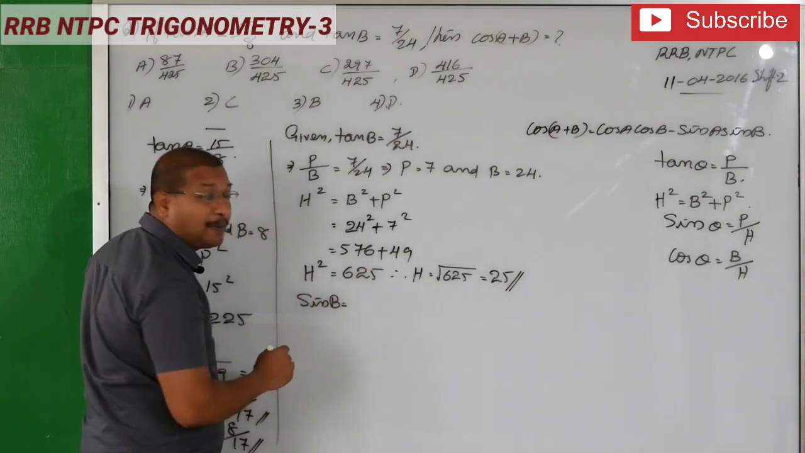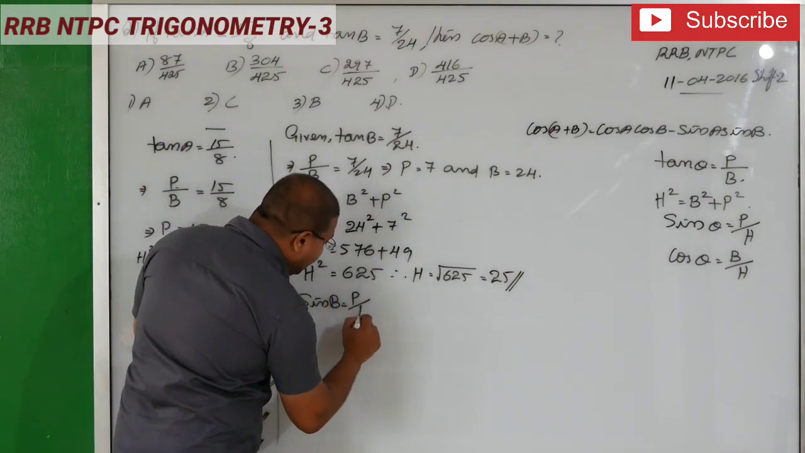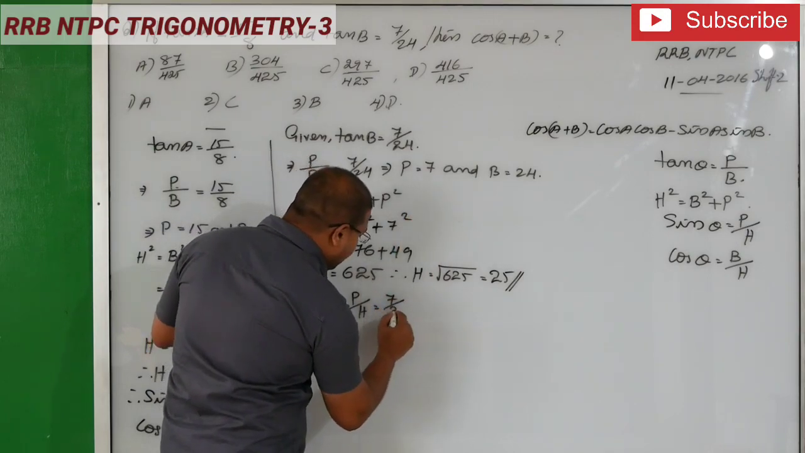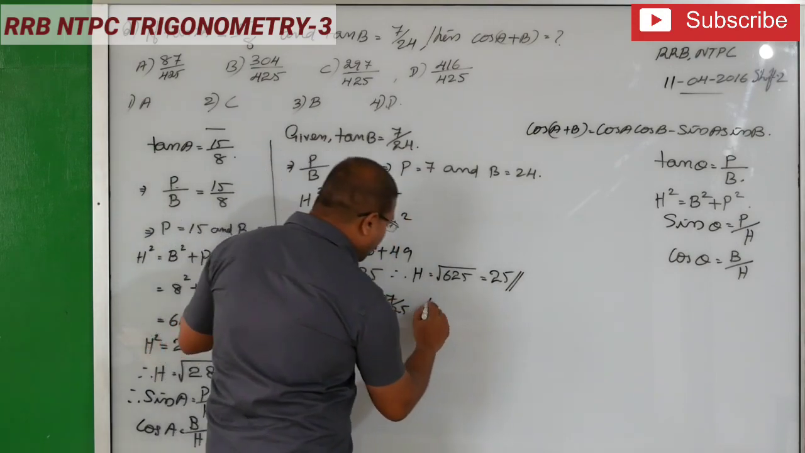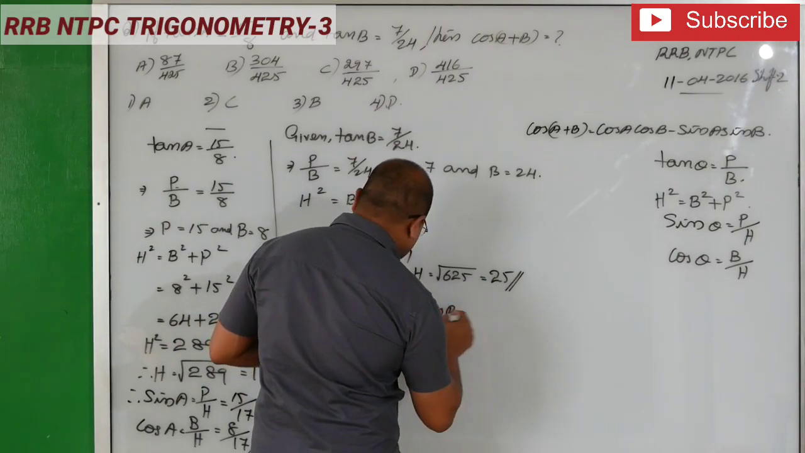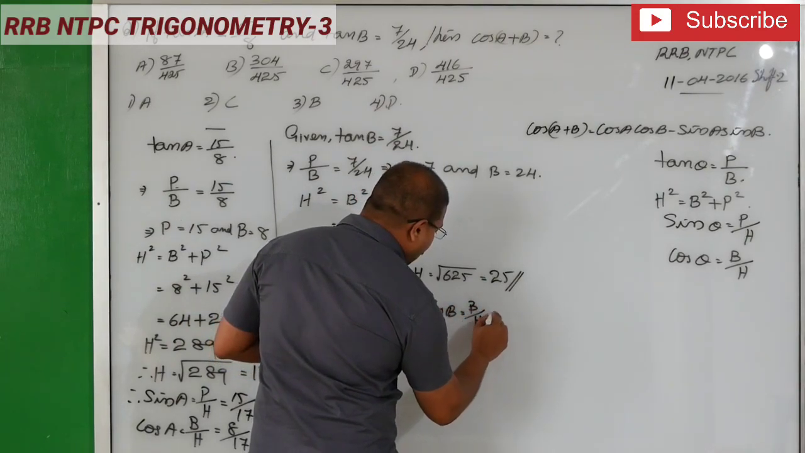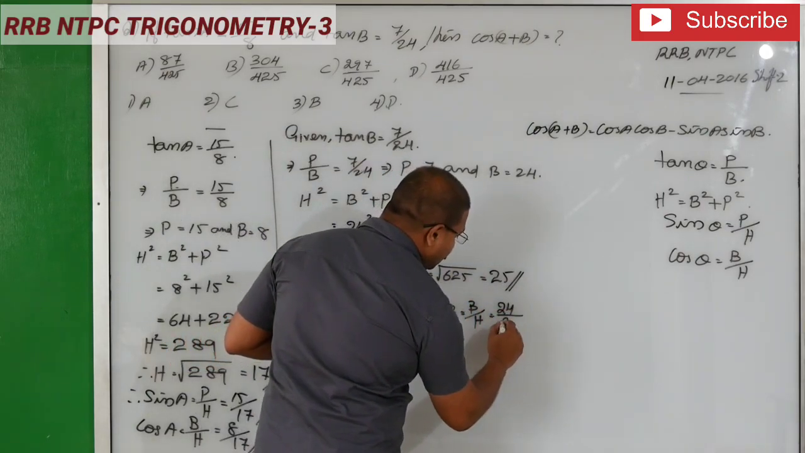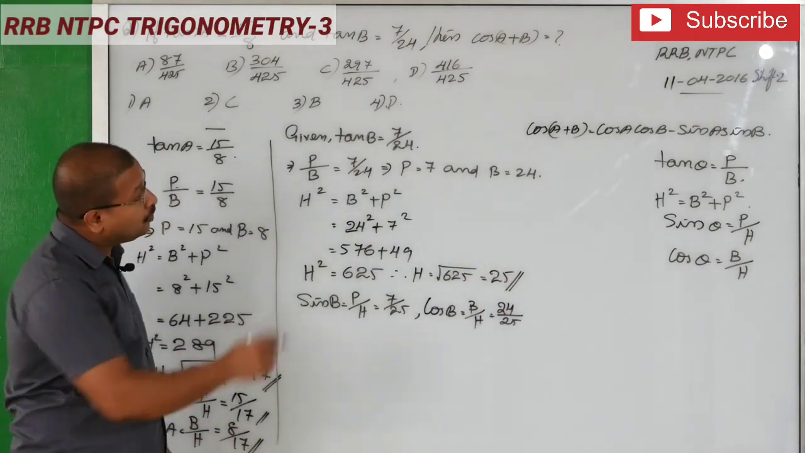Now from here we can find out the value of sin B. Sin theta means perpendicular by hypotenuse, that means P by H. Perpendicular is 7, so 7 by 25. And cos B equals base by hypotenuse, base is 24, so 24 by 25. Now we want to find out cos A plus B.